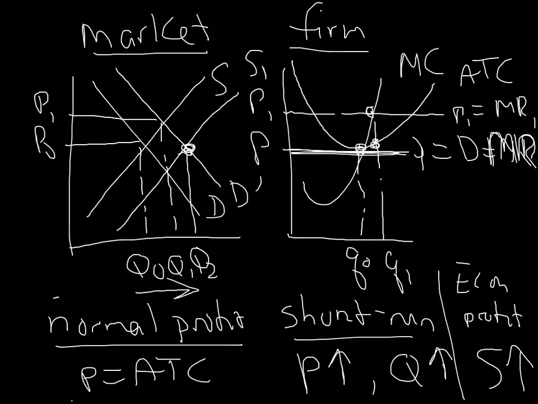So for the firm, when the increase in supply takes us to PO, the firm is a price taker, so return to that initial P curve. We set MR equal to MC, we come back to QO. So you can see what happens to the firm: the output, although initially increased, is going to decrease.